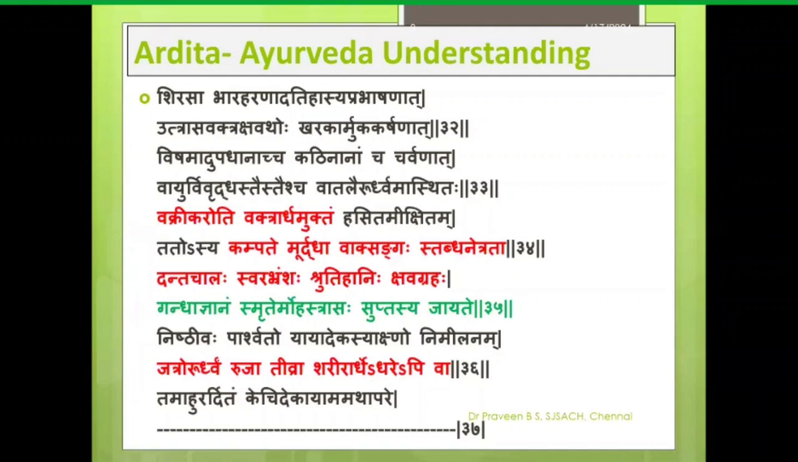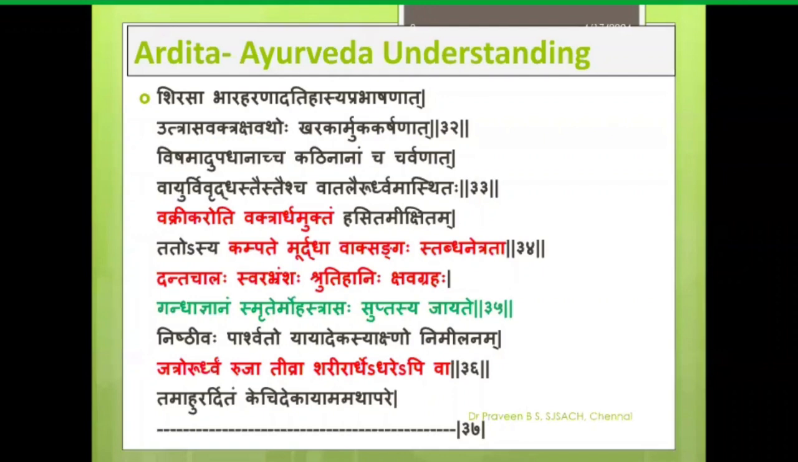Everyone knows about this, so I need not elaborate on all these things. But very importantly, some of the signs and symptoms, the cardinal features of ardita vata, are explained as vakri karoti, vaktrardham uttam, and kampate murdha vaksangam, stabda netrata, danta chalaha, swara bramshaha, shruti hani, shavagraha, jatudva, ruja tivra, sharira ardha, adare piva. There are different varieties of symptoms related to the sensory involvement and the motor involvement.